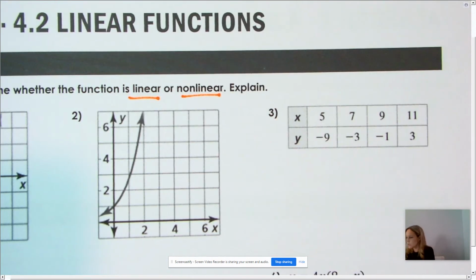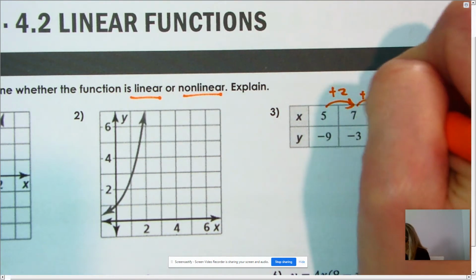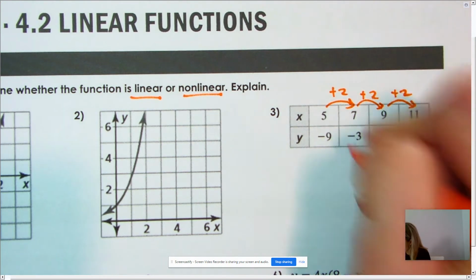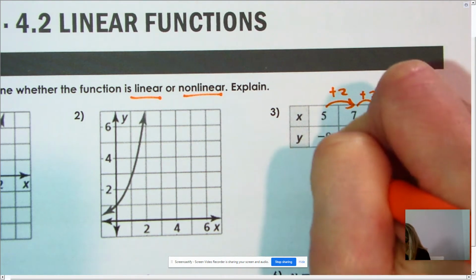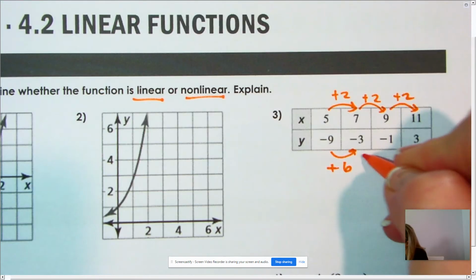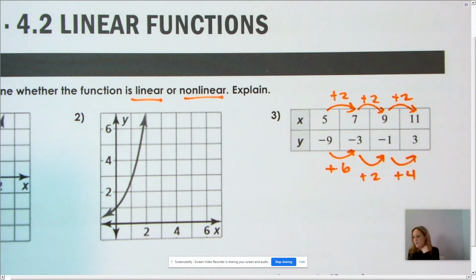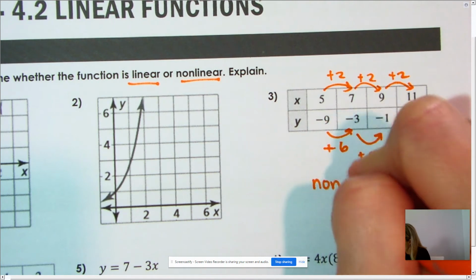Question number 3, we're going to look for a rate of change that's constant. Plus 2, plus 2, plus 2. So far, so good. Plus 6, because we're starting at -9 and going up to -3, we're getting closer to 0. That would be a plus. Then this one goes plus by 2. Then this one goes plus by 4. Okay, so there is not a constant rate of change. So this one would be nonlinear.